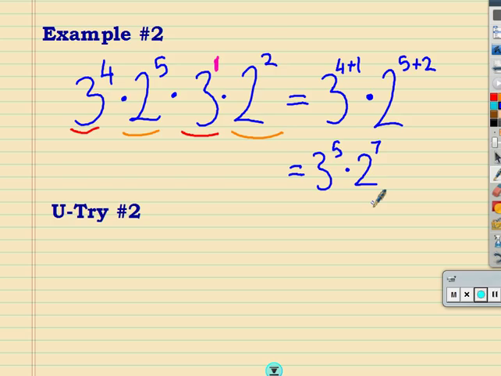Here is your you try. x to the 3rd power times y times x to the 2nd power times y to the 2nd power.